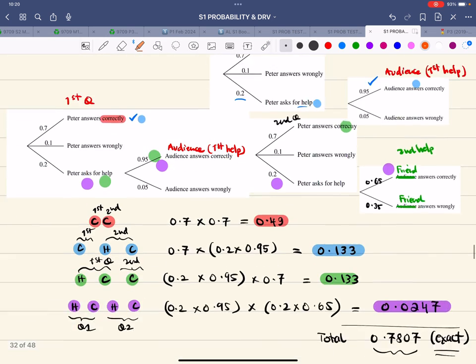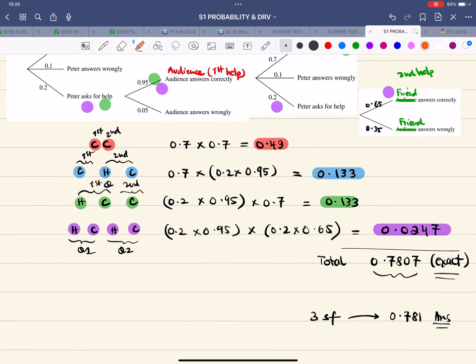Now in all these scenarios, there are 3 scenarios in which Peter asked for help. In the second question, he asked for help from the audience. In the first question, he asked for help from the audience. In the last scenario, he asked for help from the friend. So except for this, Peter is always asking for help.